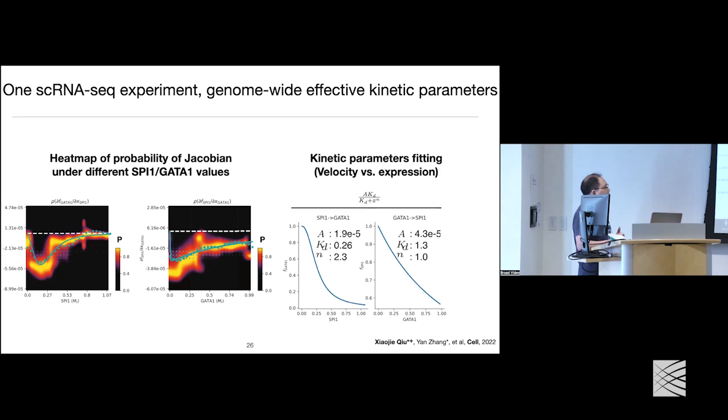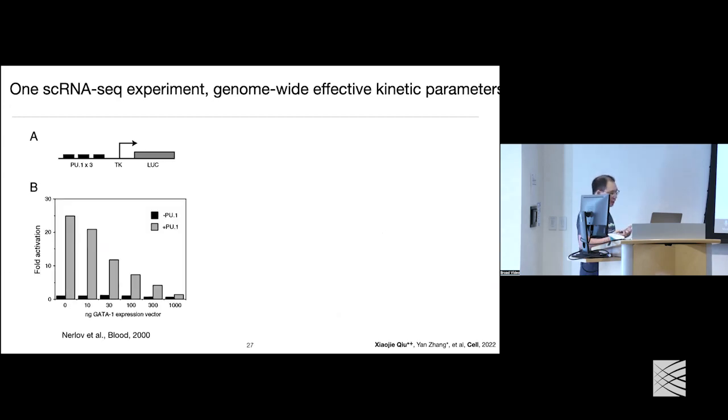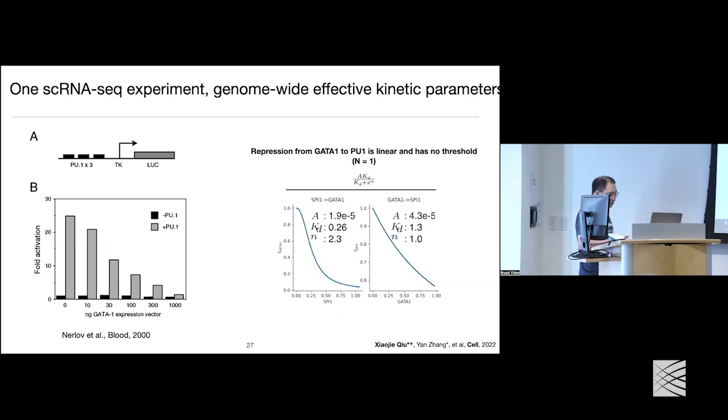This indicates that the repression from SPI1 to GATA1 may require a dimer, whereas the repression from GATA1 to SPI1 potentially requires only a monomer. And indeed, previous literature shows that the repression from GATA1 to SPI1 has no threshold. You can see that as GATA1 increases, the expression of SPI1 actually linearly decreases. Knowing that this kind of experiment takes years to complete for just one pair of interaction, we are really excited about the possibility of using our method to predict genome-wide kinetic parameters with just one single cell RNA-seq experiment or one kinetics run.